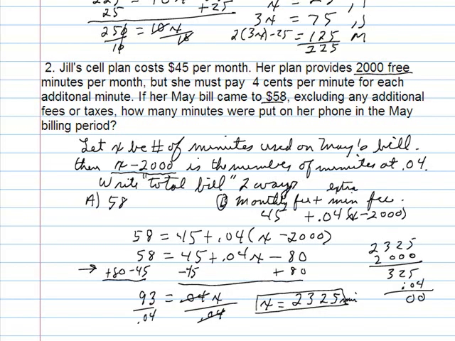8 and 2 is 10. 12 and 1 is 13, $13. And if you add that to the 45 base fee, you get the total bill of 58. So we know that that's the correct answer.